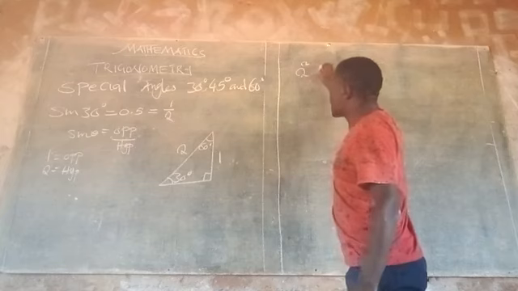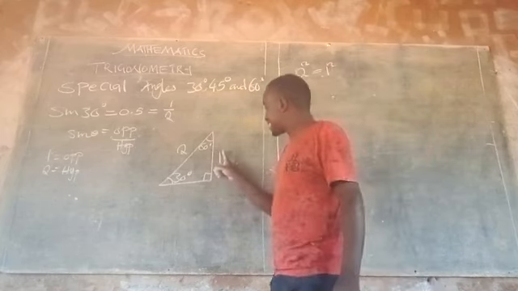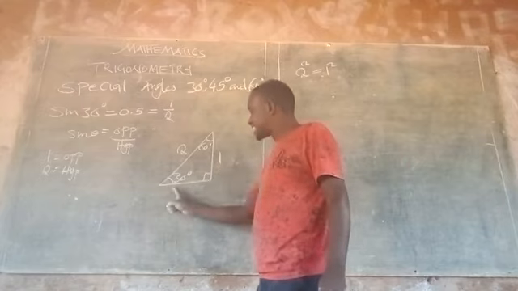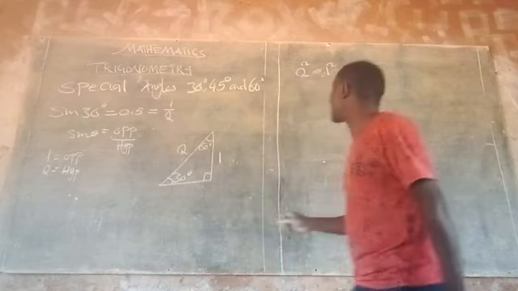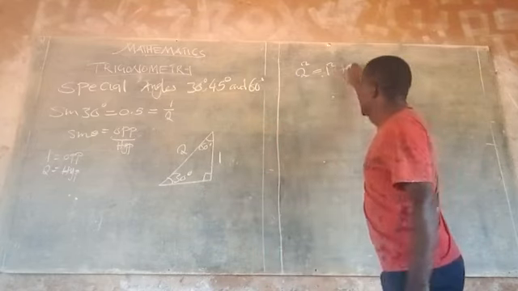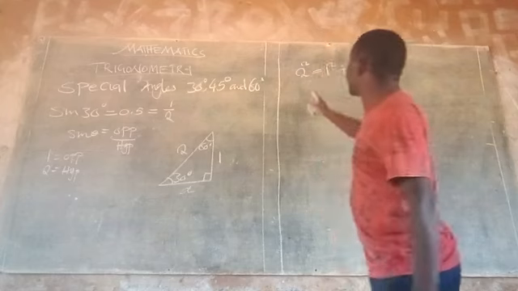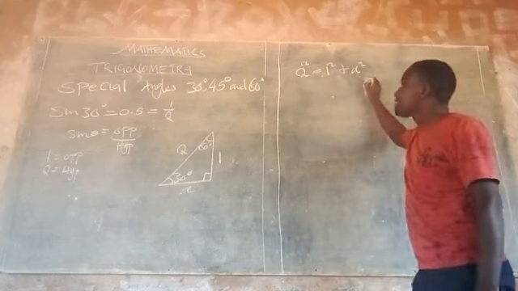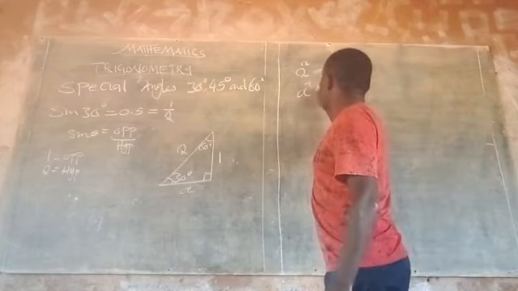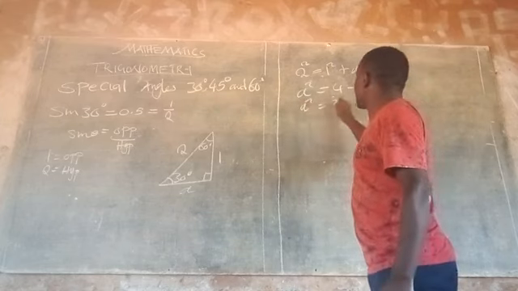We know that since this is my hypotenuse, then I know that I'm going to have 2 squared, which is equal to what? 1 squared. And since this side and this side are adjacent to 90 degrees, then I'm going to add these 2. Okay? So 1 plus, let me name this side as my A. Then I know that 2 squared is equal to 1 squared plus A squared. Okay? This will give me what? I know that A squared is going to be 4 minus 1. Then A squared is equal to 3.